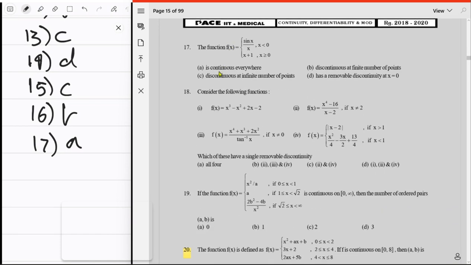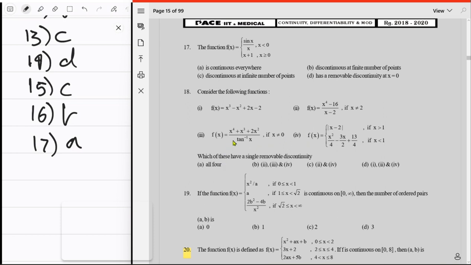Next question. Consider the following functions. x cubed minus x squared plus 2x minus 2. And this, what about this? Which of the following has a single removable discontinuity? This is continuous everywhere because it's a polynomial. This thing is x power 4 minus 2 power 4. So yeah, okay, it has a removable discontinuity. Cool. Because otherwise, if x is not equal to 2, it's just a polynomial actually. So 2 is already there.